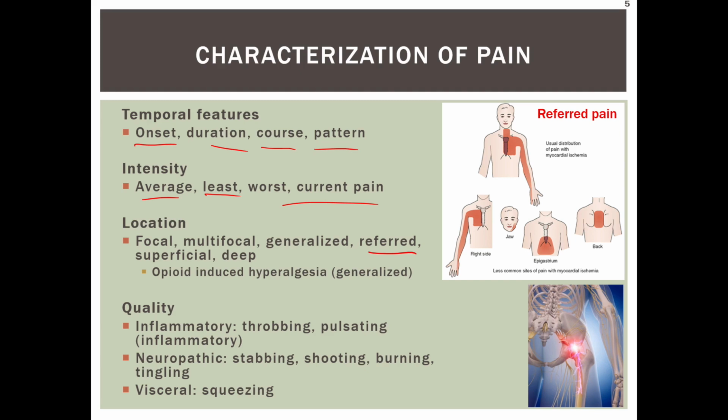So in the case of a myocardial infarction or myocardial ischemia, the pain begins to distribute down the arm. You may see right-sided pain. You may see jaw pain, pain in the epigastrium and in the back. These are all referred pains as a result of that myocardial ischemia. Is the pain superficial? Is it deep?